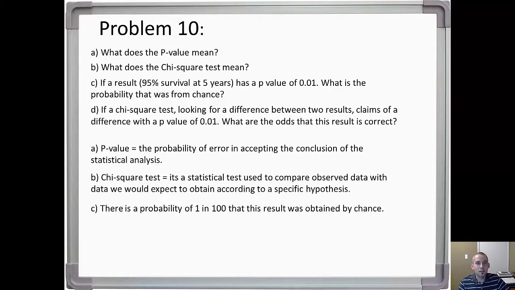Part D. If a chi-square test looking for a difference between two results claims a difference with a p-value of 0.01, what are the odds this result is correct? So what this is saying is that there's a 99% chance that this is true, essentially.